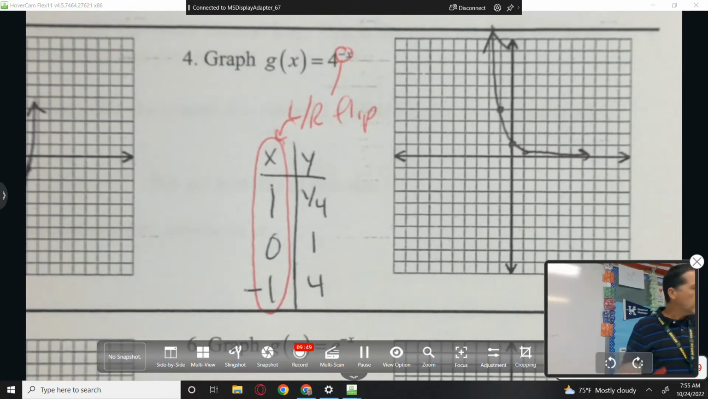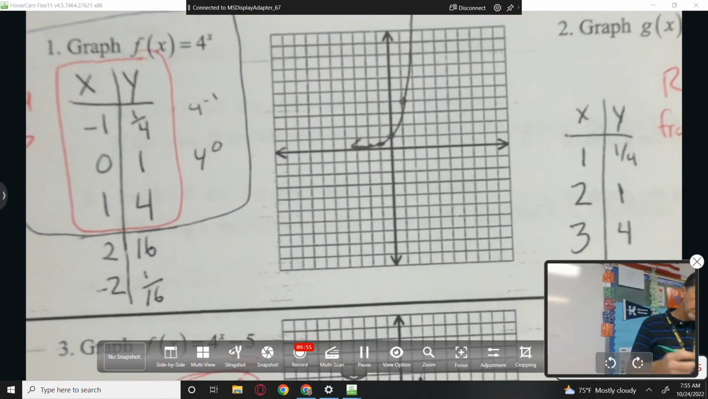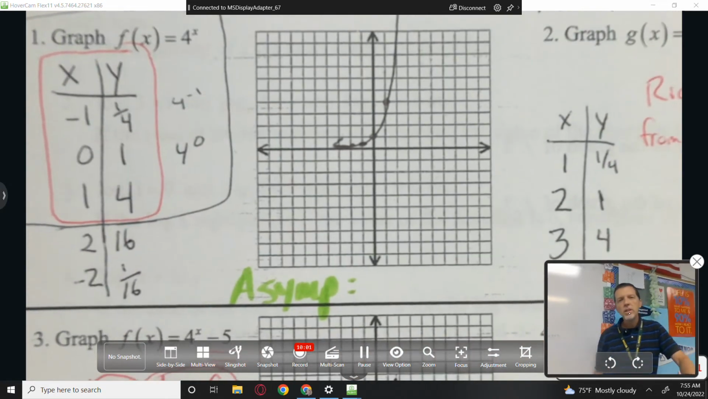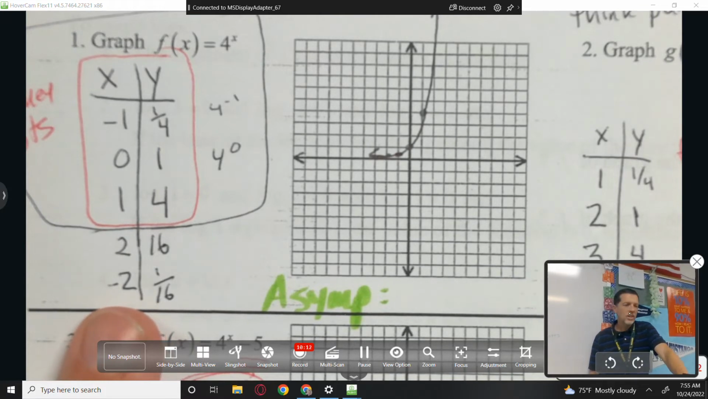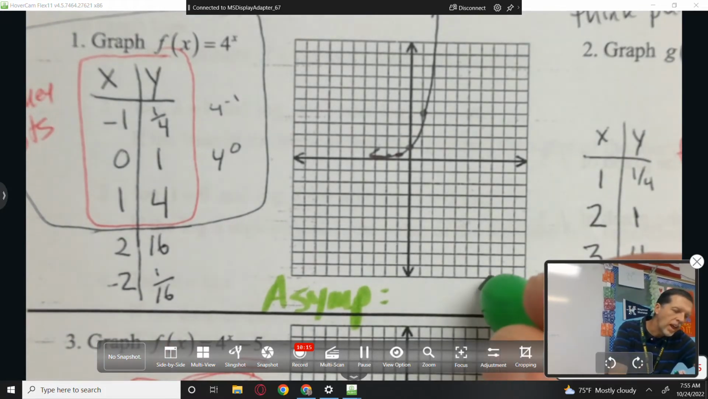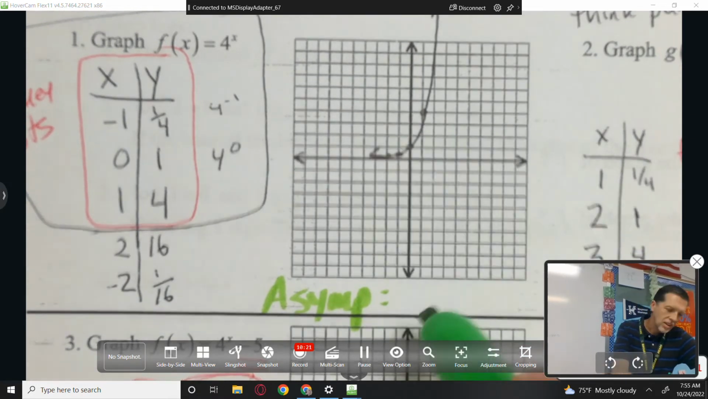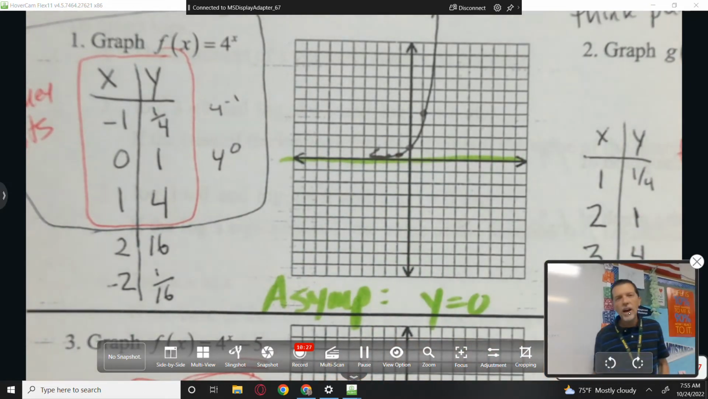Now, what we didn't ask on all of these, what we might want to think about. So let's back up to the first one. There's an asymptote. On that first one, can you tell where the asymptote is? Especially if you think about -2 1/16. What are we getting closer to? Okay, you answered my question. We're getting closer to 0. What's the asymptote? Y equals 0. You don't have to graph it. Sometimes we'll ask for it, sometimes not.